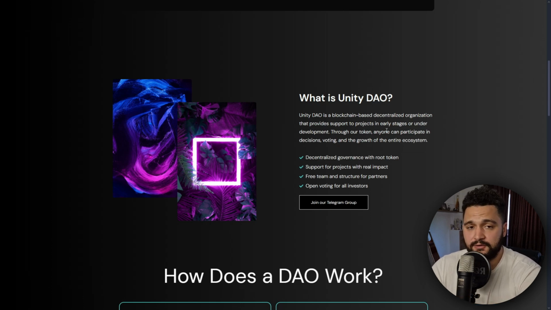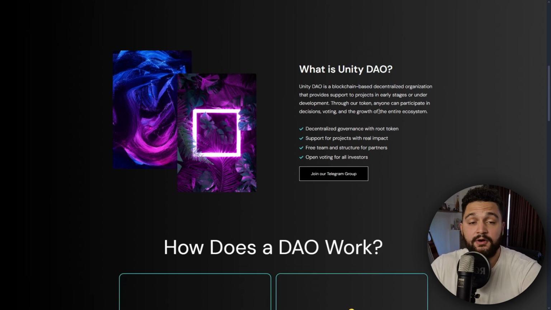DAO is a decentralized autonomous organization where people who are holders of one token have voting rights. More holders, more voting rights. Overall, it is a really great way to bring the community into project decision-making and create one stable and interested community that will think about your project, help it out, make some changes, and overall be invested in the project. So, it is a blockchain-based decentralized organization that provides support to projects in early stages or under development.